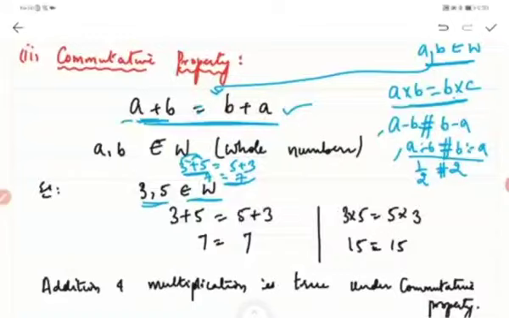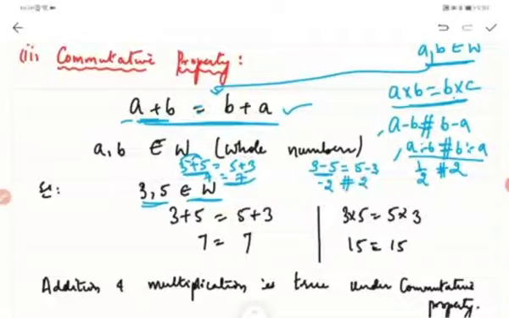Let's take one example for subtraction. Let it be 3 and 5 as two integers. 3 minus 5 is equal to, according to commutative property, 5 minus 3 should also be true if it is the case. So tell me what is the value here. You will get minus 2 here, and this as 2. Minus 2 is not equal to 2.